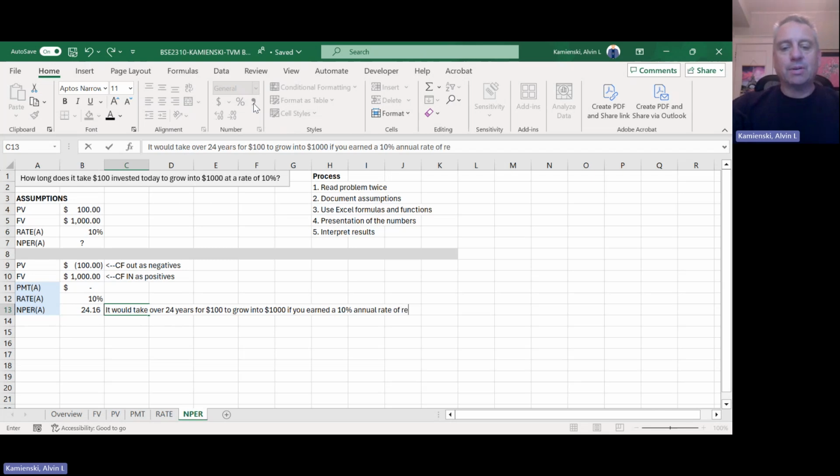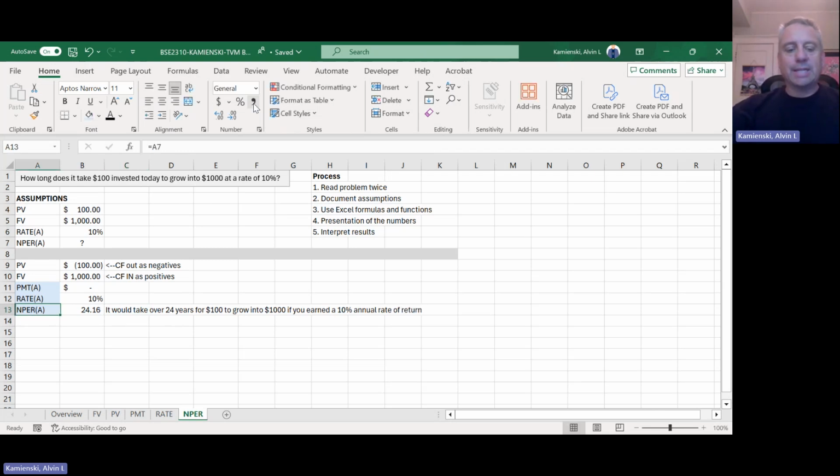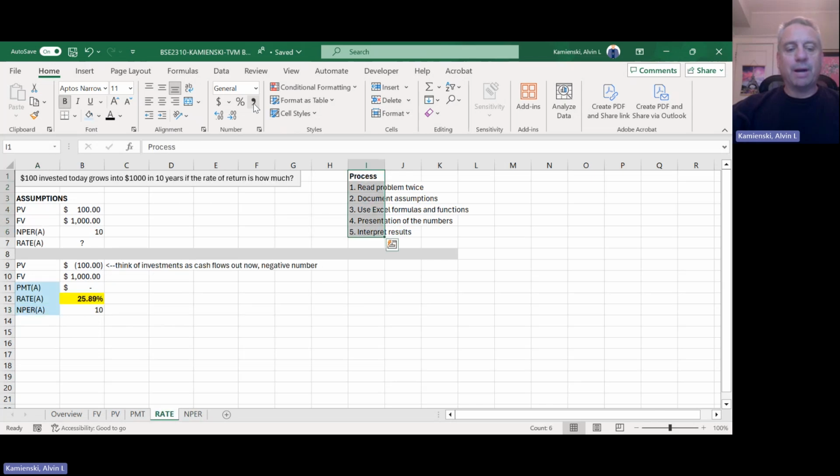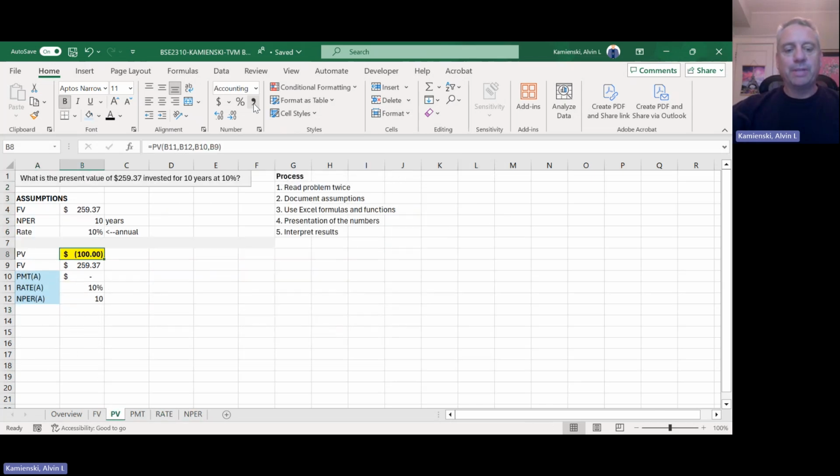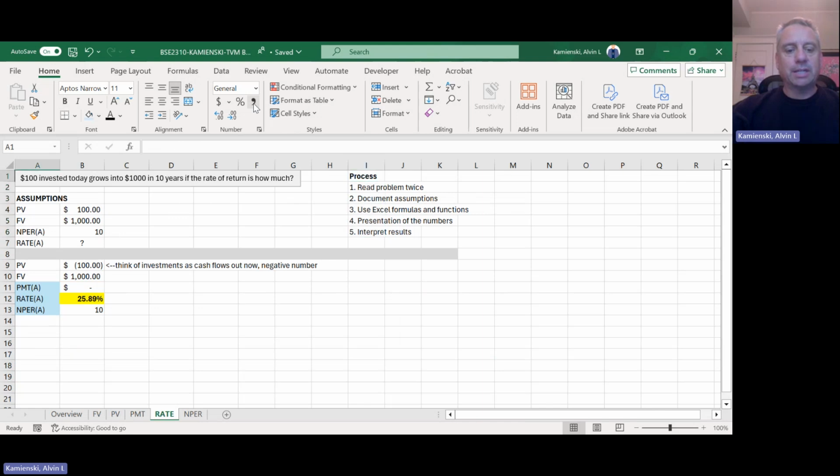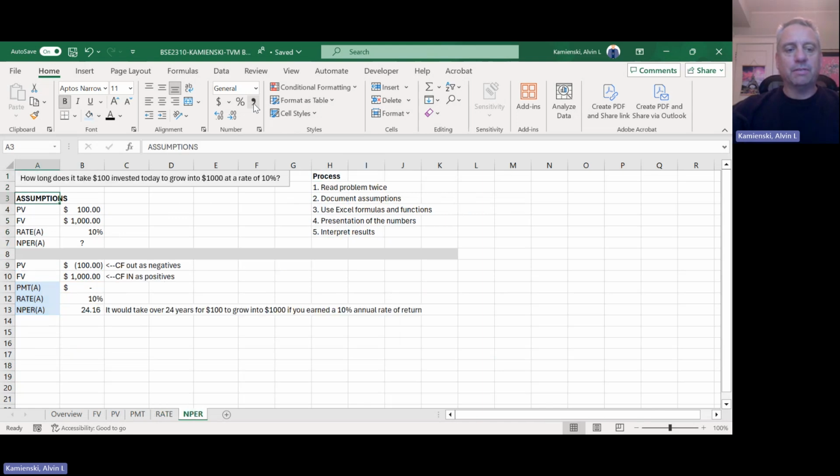So that is our series on the way that time value of money in Excel will work for every problem type, from future values to present values to payments to rates to numbers of periods.